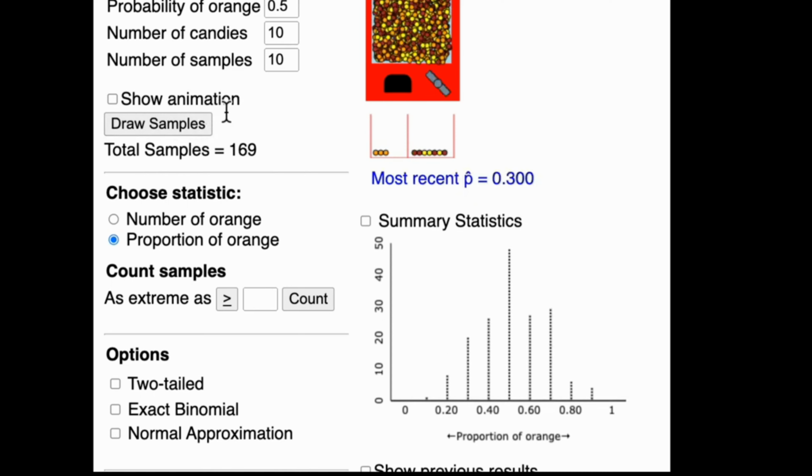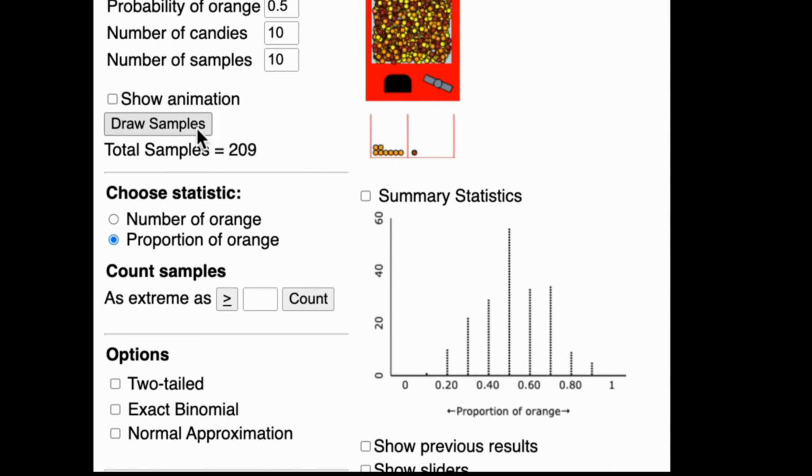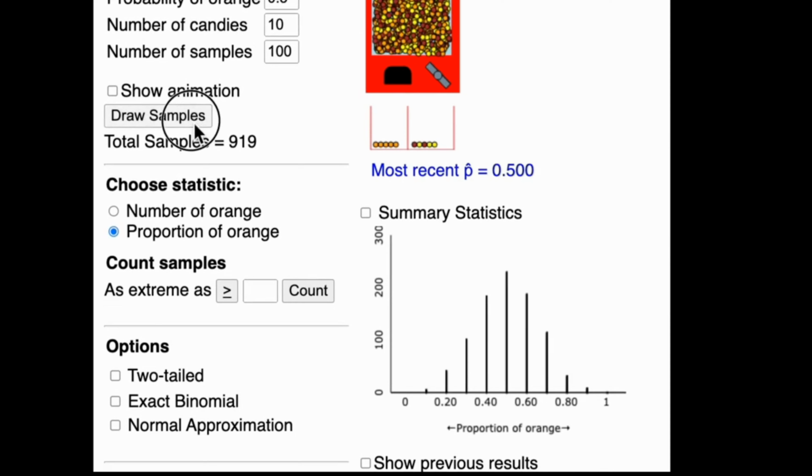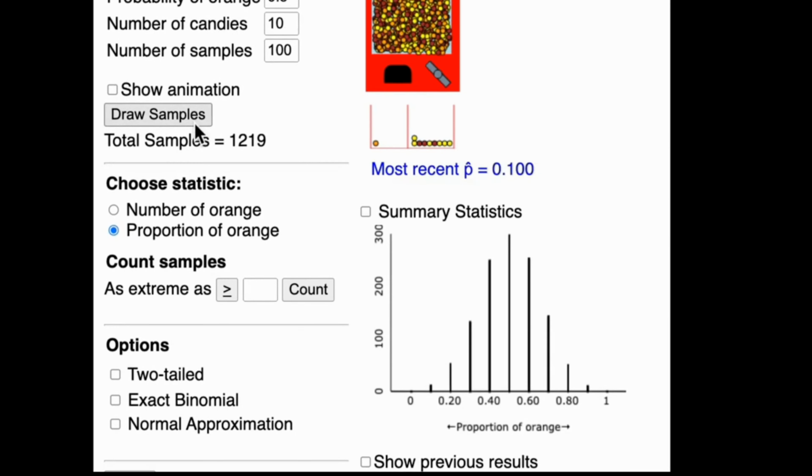What's happening now? As I keep taking more and more, putting more quarters in, getting more candy. Let's go crazy. Let's do 100 now. Wow, those dots turn into lines now because we're putting so much data in there. It kind of looks now what? It looks approximately normal. So as you increase your sample size, and this should make sense because I'm basically draining... you're like, how much candy's in there?